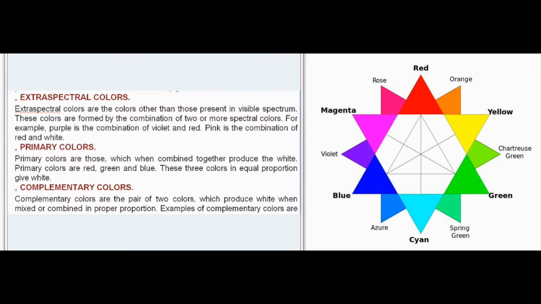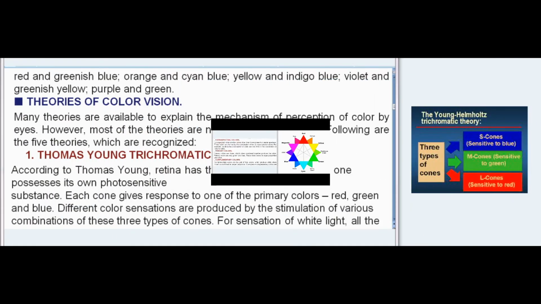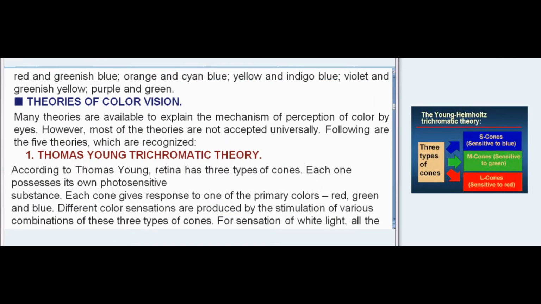Primary colors. Primary colors are those which, when combined together, produce white. Primary colors are red, green and blue. These three colors in equal proportion give white. Complementary colors. Complementary colors are the pair of two colors which produce white when mixed or combined in proper proportion. Examples of complementary colors are red and greenish blue, orange and cyan blue, yellow and indigo blue, violet and greenish yellow, purple and green.